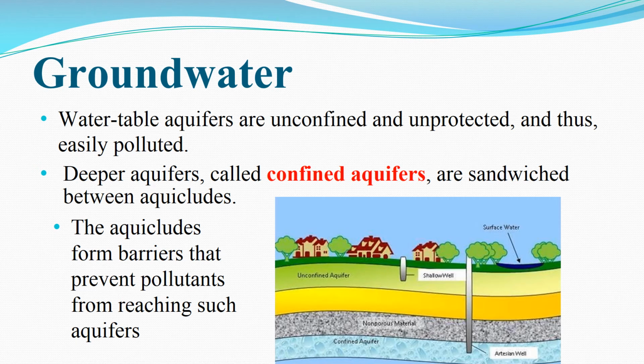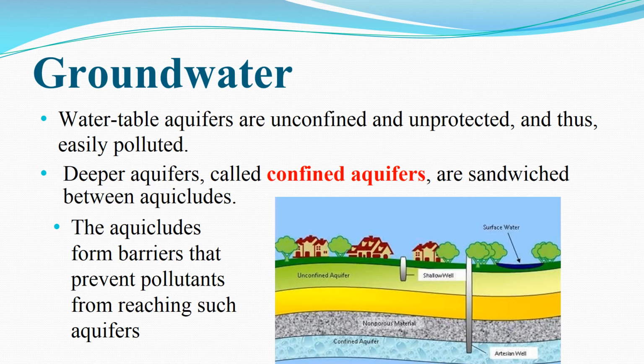Now here, water table aquifers are unconfined and unprotected, and thus easily polluted. As you see here, it's unconfined and can be easily polluted. It's right up under your house. And I'm going to show you a picture of what can actually happen.